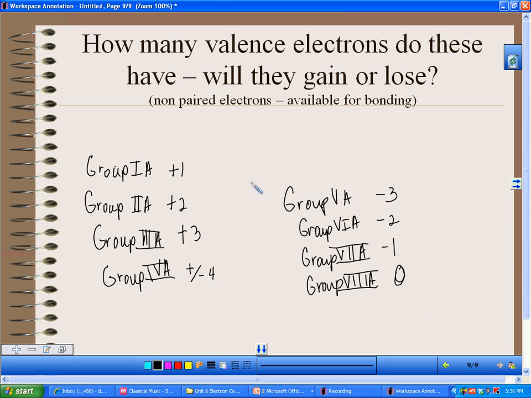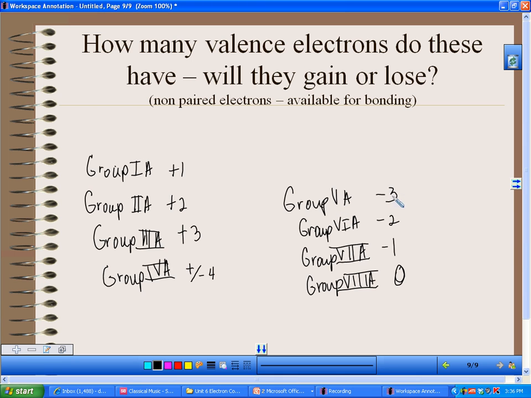Okay? Now if you look at this, if you ever forget, you can make it work real easily. Group 1A wants to get back to a filled outer level, so it needs to lose 1 electron, so it has +1 charge. It needs to lose 2 electrons to be stable. It needs to lose 3. 4A can gain or lose, depends on who it wants to partner up with.